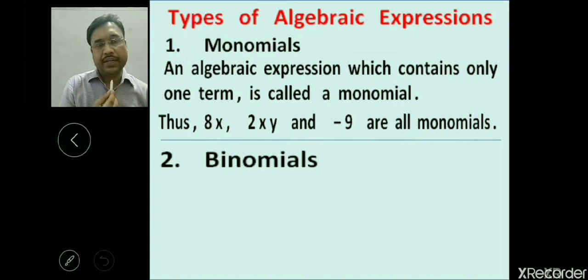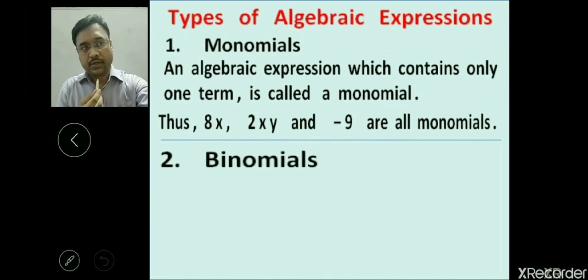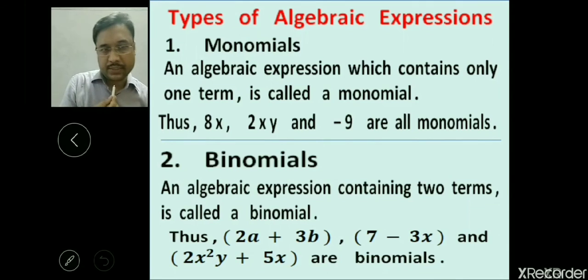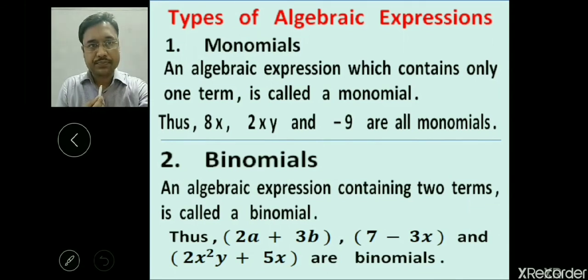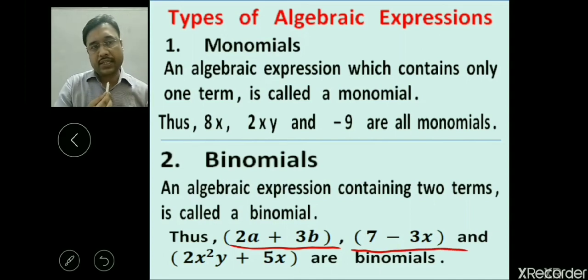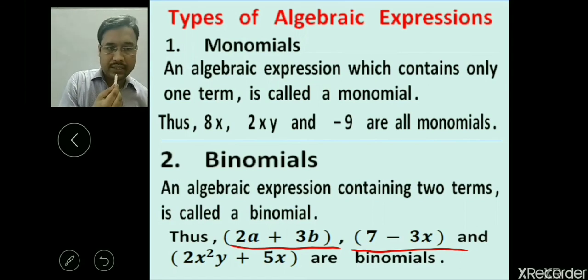They are the algebraic expressions which contain two terms, okay, binomials. An algebraic expression containing two terms only is called a binomial, such as these expressions: 2a plus 3b. It contains two terms, the first term is 2a and the second term is 3b. Now in the second, 7 minus 3x, you may write that 7 plus minus 3x. So the first term is 7 and the second term is minus 3x. Third example, 2x square y plus 5x. So on, many examples of binomials we can give here.